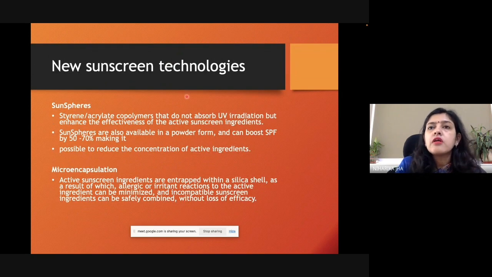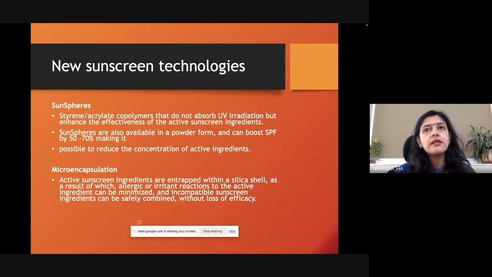Sunscreens have undergone a lot of evolution and are still undergoing a lot of evolution. So what are the newer technologies associated with the same? These are sunspheres and microencapsulation. What are sunspheres? Basically, these are acrylate foam polymers that do not absorb the UV radiation, but enhance the efficacy or effectiveness of the active sunscreen ingredient. That is why sunspheres are being used to boost the SPF. It can be available in powder form, and it can boost the SPF by about 50 to 70%.